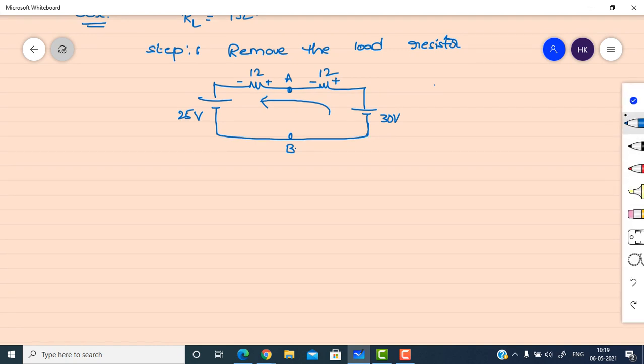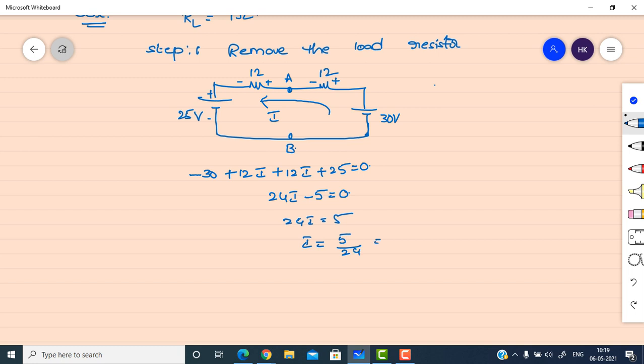Write the equation, and starting at this point, first sign is minus. So minus 30. Next we are entering plus 12. Let us assume the current is I. 12I plus again 12I. Next we are entering plus 25 is equal to 0. So 24I minus 30 plus 25, that means minus 5, is equal to 0. 24I is equal to 5. The current value is 5 by 24. This is the current value.